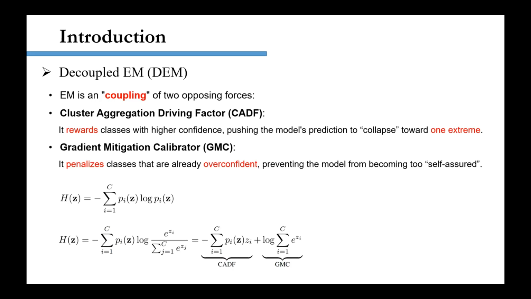The core idea of entropy minimization is to reduce the uncertainty in the model's predictions. However, we found that the traditional EM loss function is actually a combination of two opposing forces. Cluster aggregation driving factor rewards classes with higher confidence, pushing the model's prediction to collapse toward one extreme. This helps form tight, compact clusters of features. Gradient mitigation calibrator acts like a brake. It penalizes classes that are already overconfident, preventing the model from becoming too self-assured.